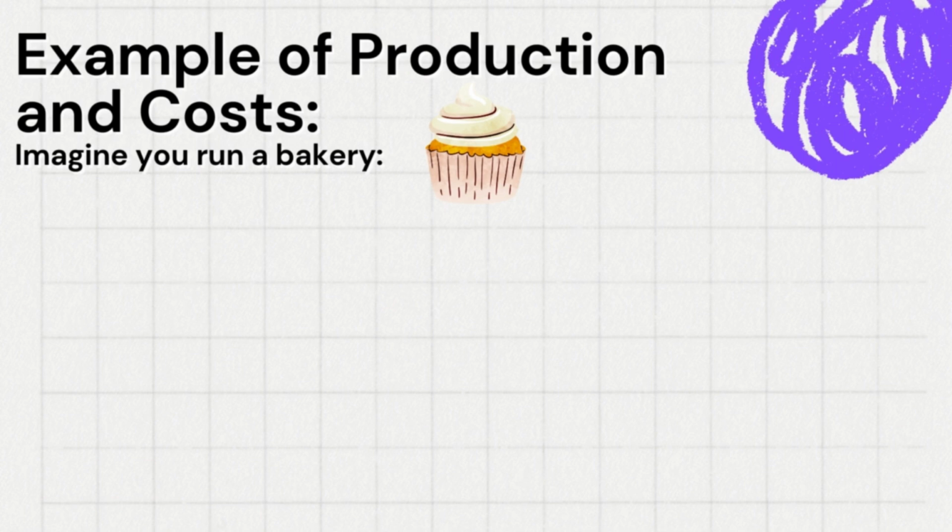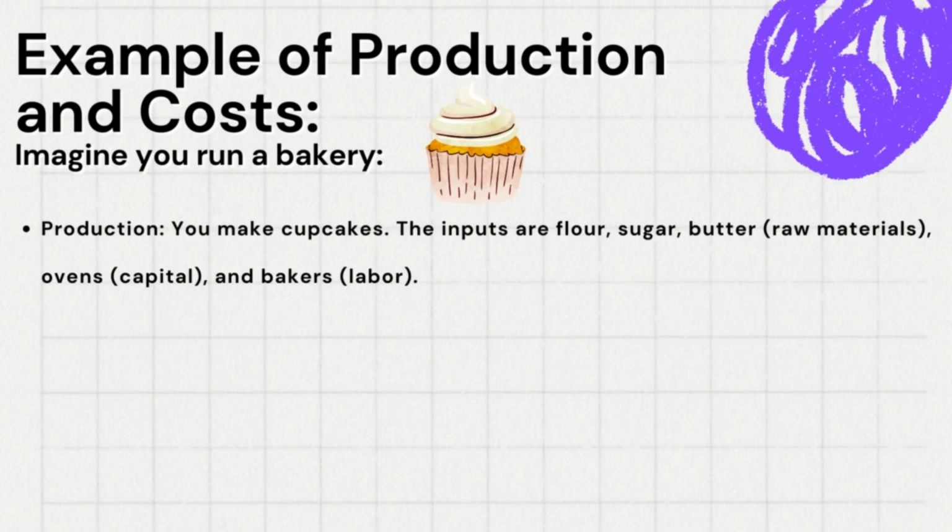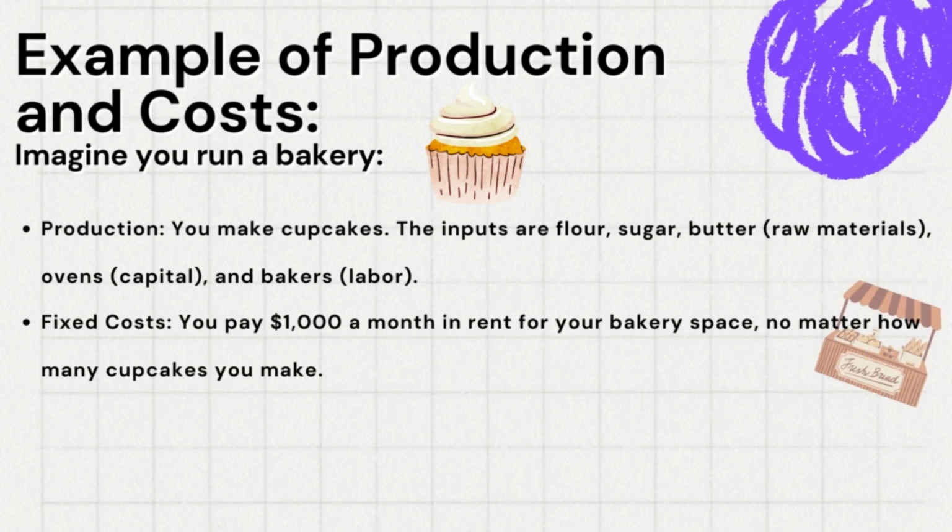Example of production and costs. Imagine you run a bakery. Production, you make cupcakes. The inputs are flour, sugar, butter, raw materials, ovens, capital, and bakers, labor. Fixed costs, you pay $1,000 a month in rent for your bakery space, no matter how many cupcakes you make.